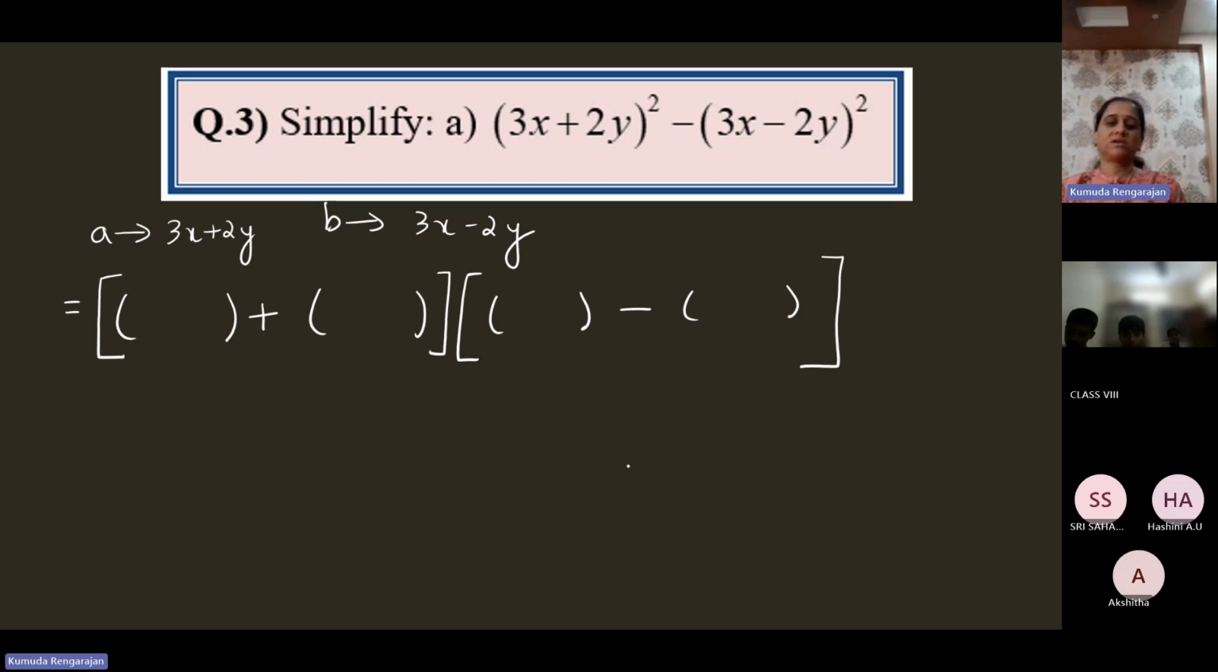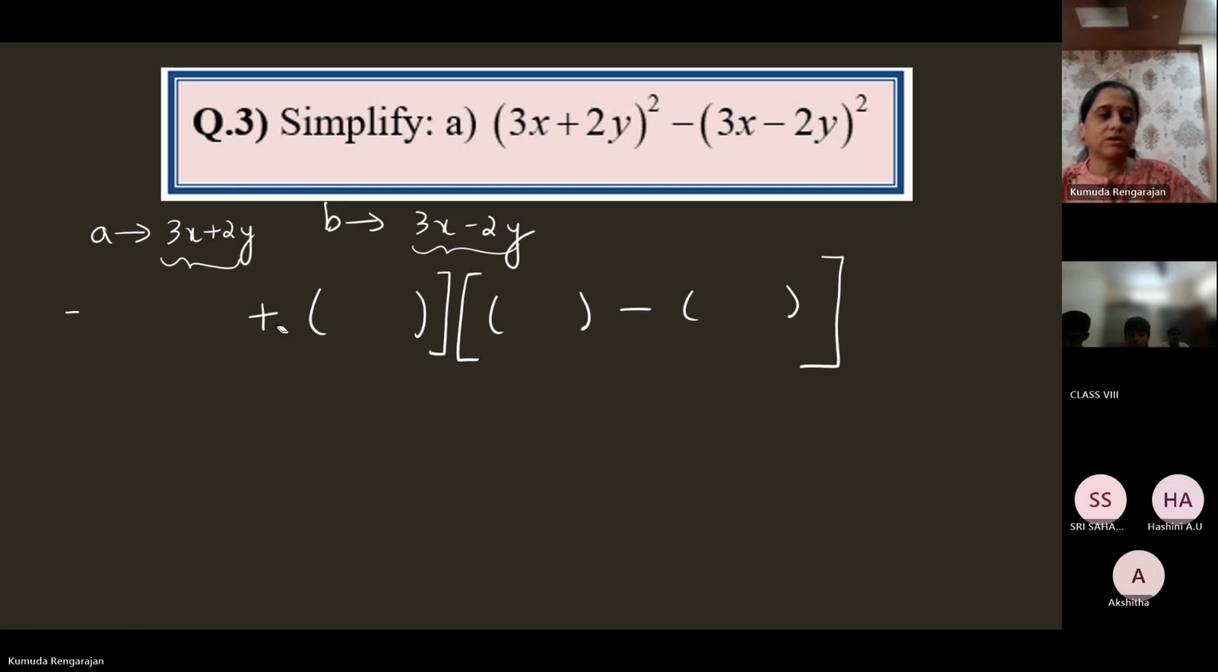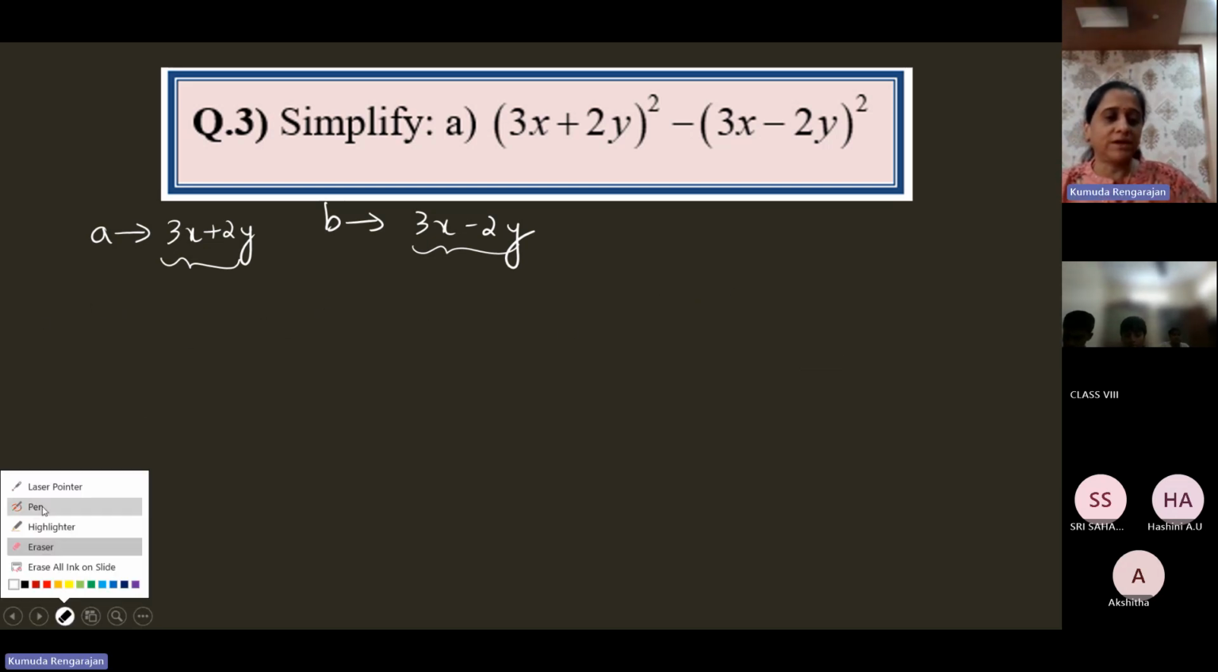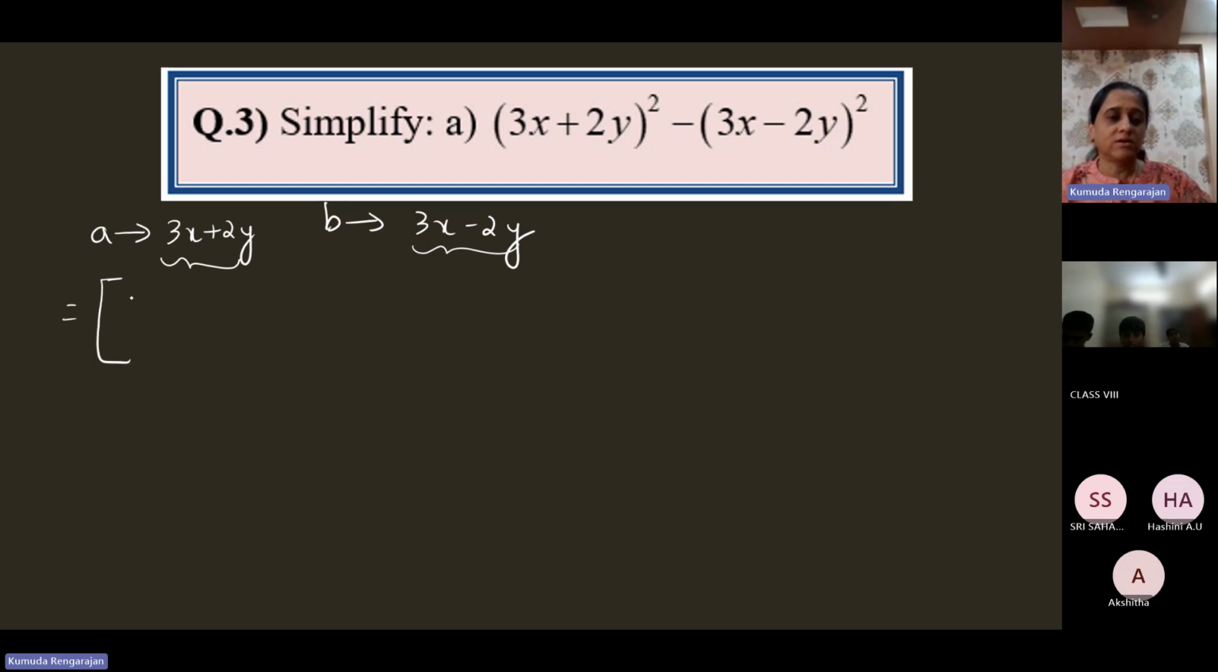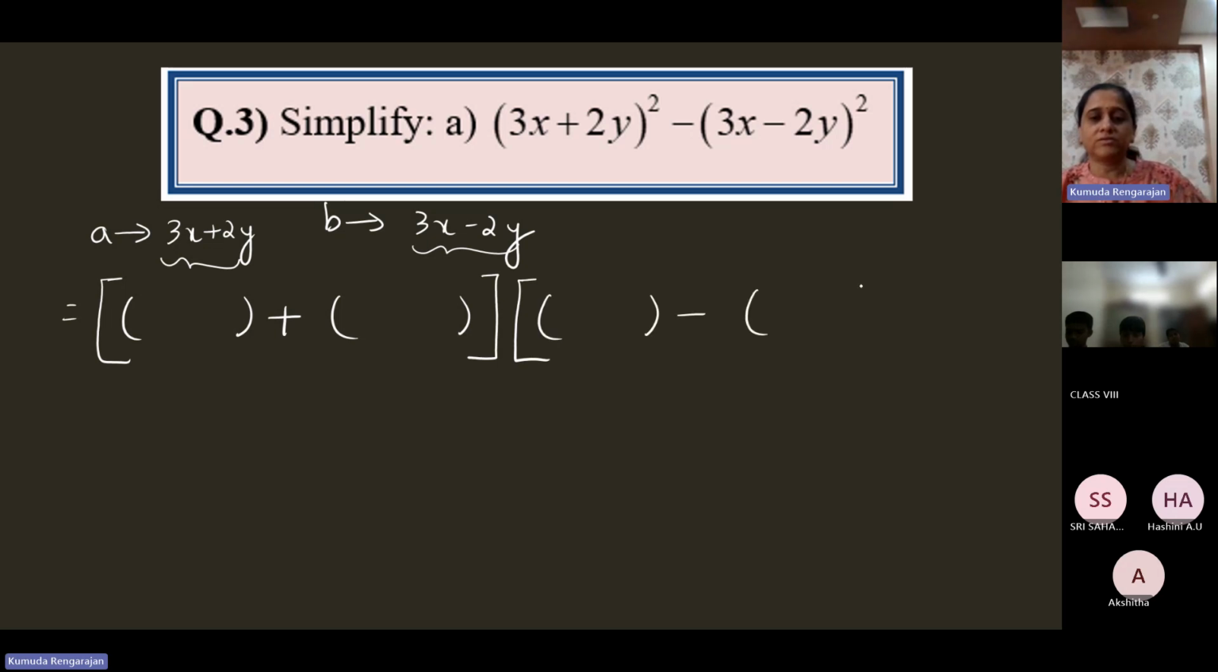Prepare your empty brackets. This is your A and this is your B. A itself has two terms; A is a binomial, and B is also a binomial. So you can prepare the brackets. Answer is A plus B into A minus B. This is the answer. Now just fill in the spaces.